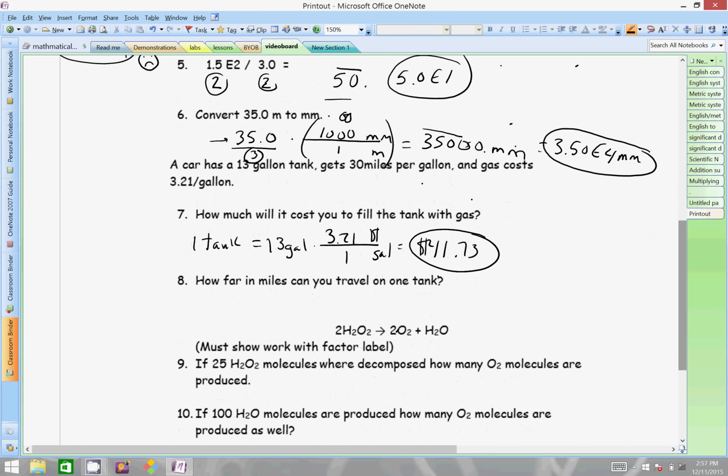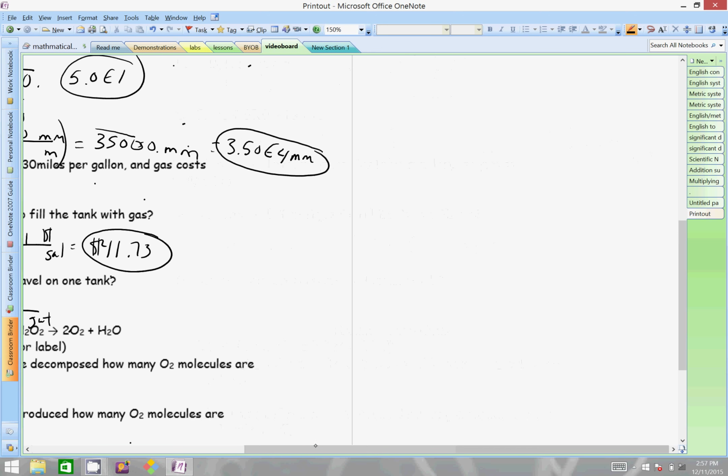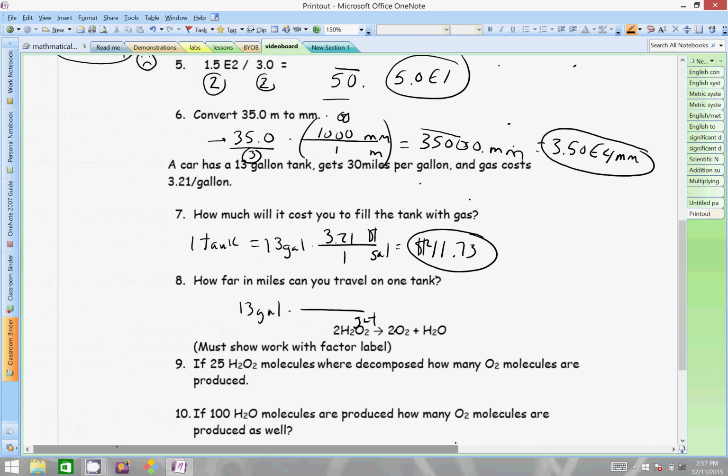Next up, how far in miles can you travel in one tank? Again, 13 gallons. Get rid of gallons and go to miles. This relationship is given above, 30 miles per gallon. So the 30 goes on top, the 1 at the bottom, and 13 times 30 is 390 miles.